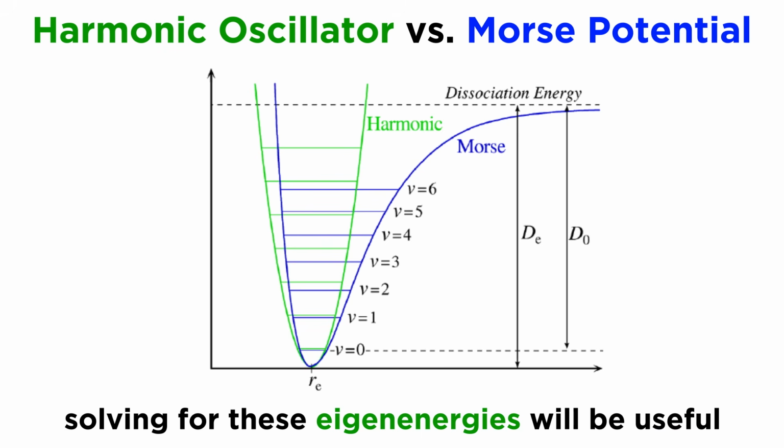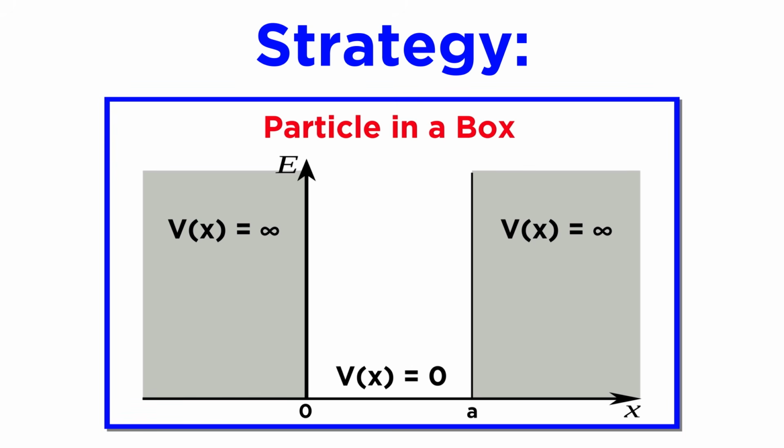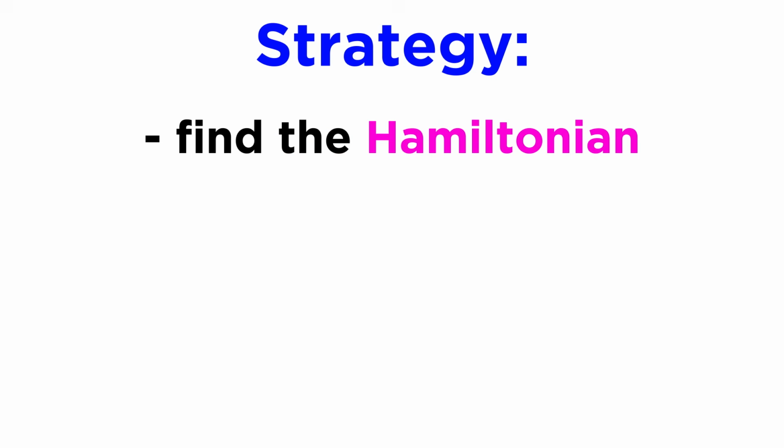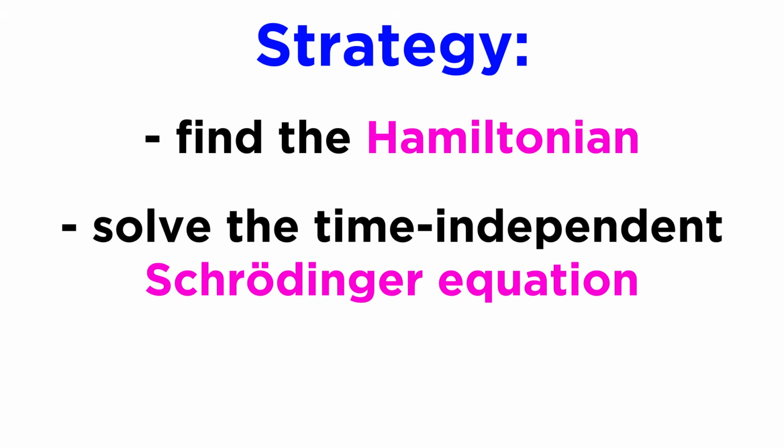So if we solve for the eigenenergies of the quantum harmonic oscillator, it will give us insight as to how more complex systems behave. With this context understood, it's time to do some math. We will follow the same procedure that we did when talking about the particle in a box. First, we will find the Hamiltonian, and then we will solve the time-independent Schrödinger equation. Fortunately, given what we learned when going over the classical harmonic oscillator, we already know what our potential looks like, and this will be a great starting point.